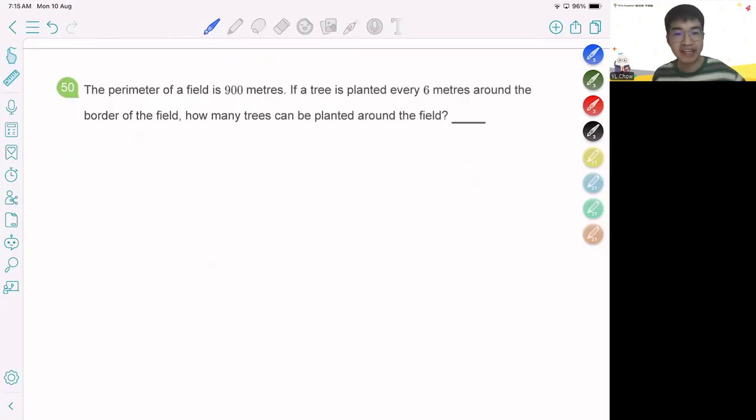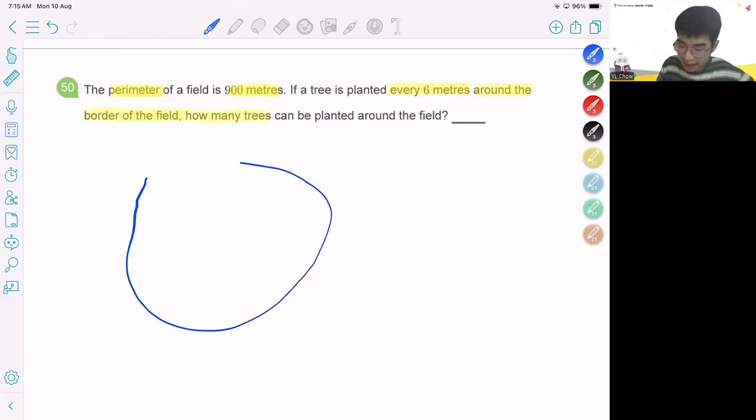Let's read the question. The perimeter of a field is 900 meters, and you might think this is a perimeter question. No. The perimeter of a field is 900 meters, meaning if I surround the field, the total length that I surround is 900 meters. The border of the field is 900 meters. If a tree is planted every 6 meters around the border of the field, how many trees can be planted around the field? Now, this question actually takes like one or at most two steps.